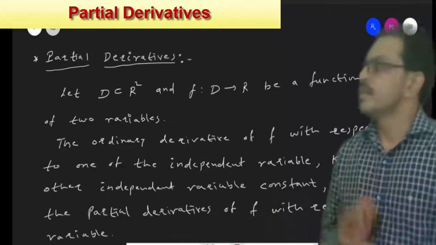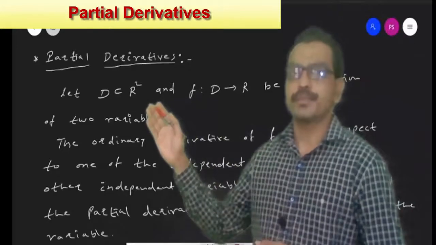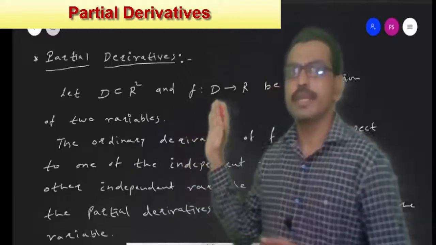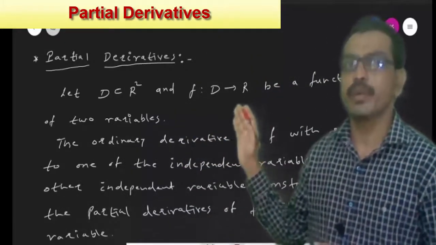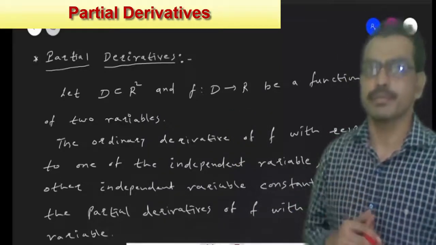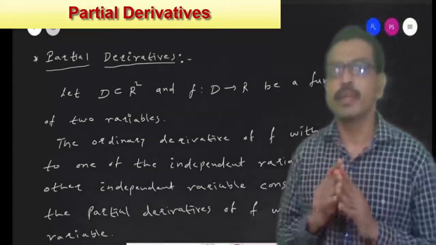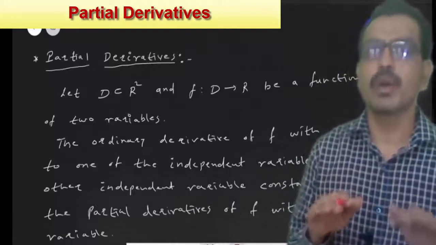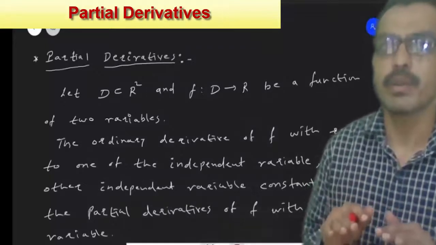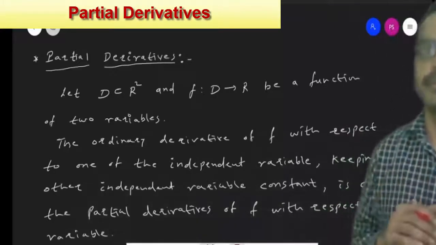Say, in partial derivatives, let D be a subset of R2 and f be a function from D to R, a function of two variables. The ordinary derivative of f with respect to one of the independent variables, keeping the other independent variable constant, is called the partial derivative of f with respect to that variable.